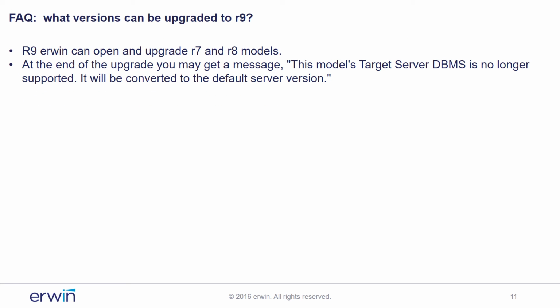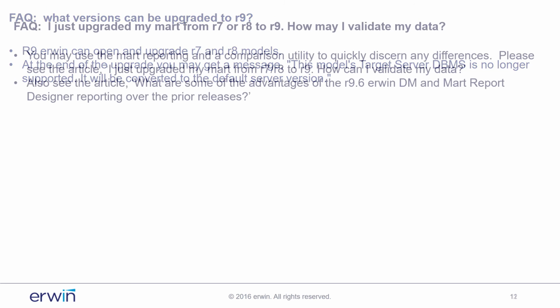Frequently asked question. What versions can be upgraded to R9? R9 Irwin Data Modeler can open and upgrade R7 and R8 models. At the end of the upgrade, you may get a message, this model's target server database management system is no longer supported. It will be converted to the default server version. That is expected, and simply a notice that the old database version is no longer supported, and the model will now be represented using the later supported database version in R9.